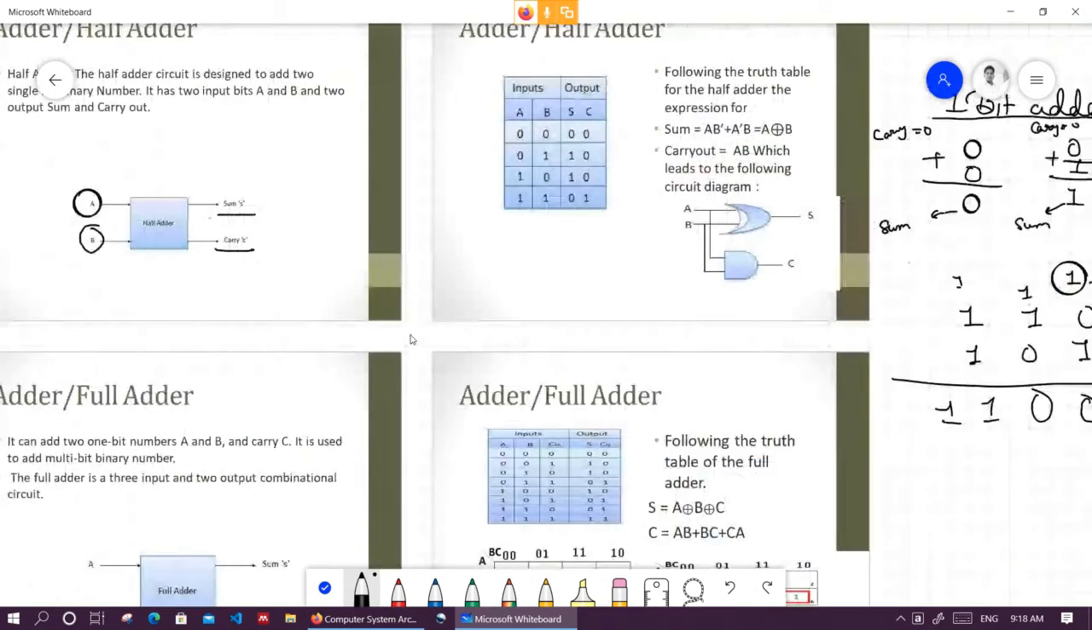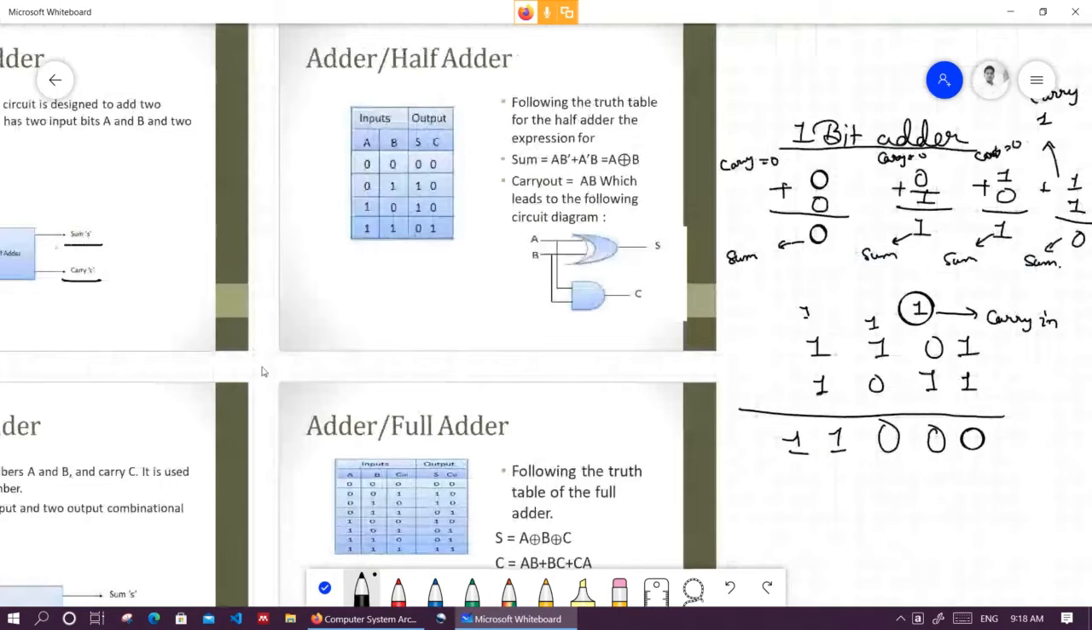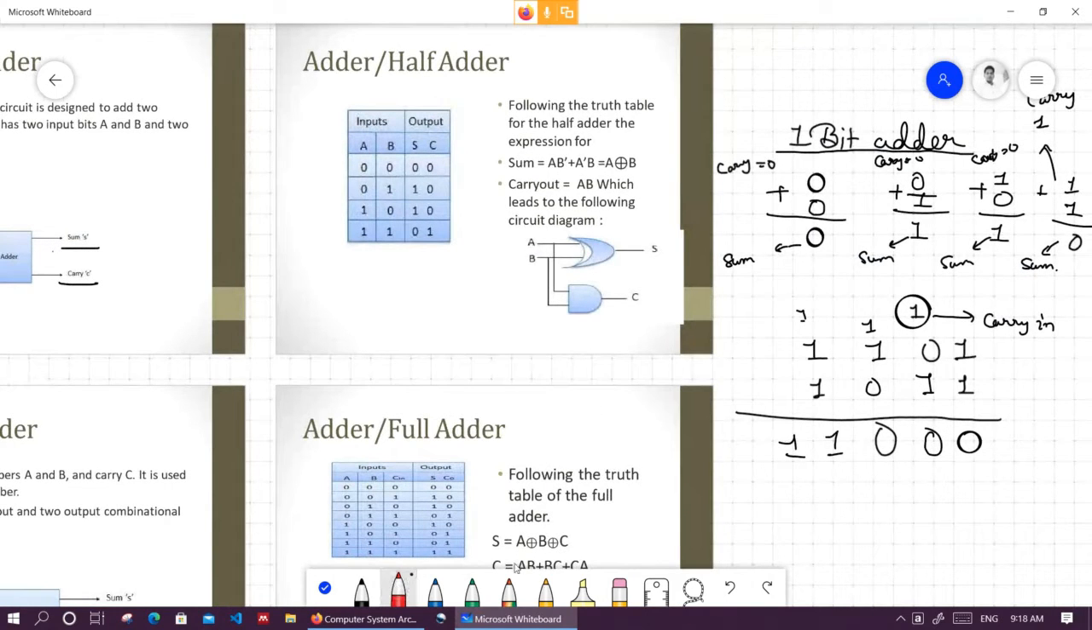So let's see how the half adder circuit is done. This calculation we have already made. The values for sum and carry we have already made. Based on these values, we will create the truth table, and the truth table is something like this. This value is for the sum and this value is for the carry. So this is a truth table.